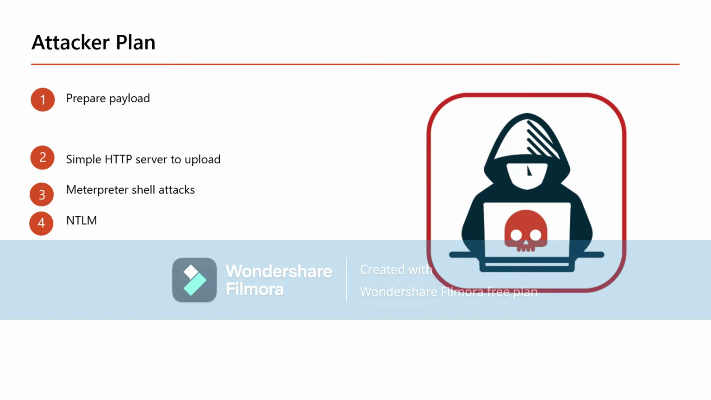Also, we are going to make a plan as an attacker. This plan will be to prepare a payload. This payload we will deliver to the victim machine by one way or another. I will show you two ways to deliver a payload to the victim. One of them is to build a simple HTTP server and upload the file. Another way is to use a USB. After that, we are going to have a Meterpreter shell on the victim machine. Also, we are going to get the hash of the administrator account.